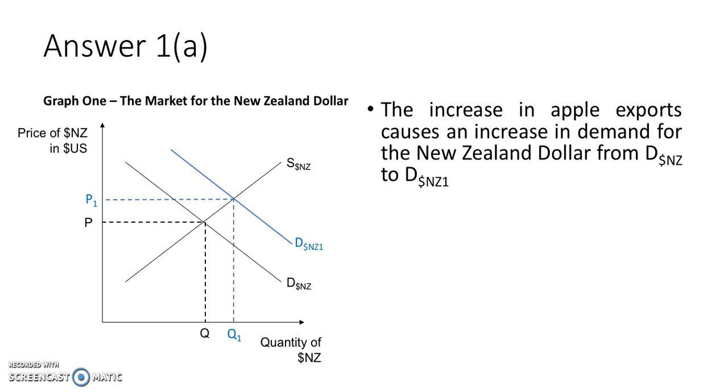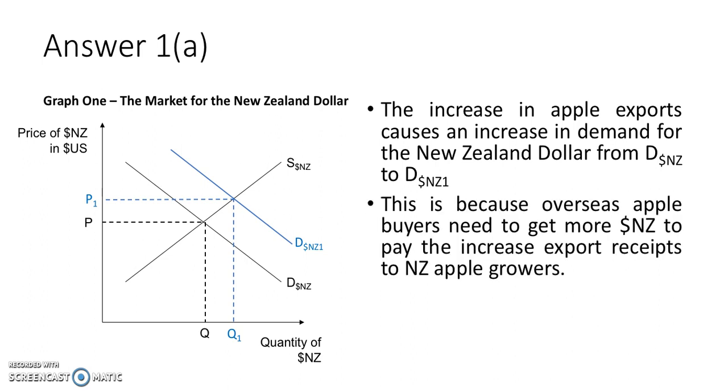First off, very important, you state what actually happened. Here, I'm just stating demand for New Zealand dollar has increased from DNZ to DNZ1. You must use the labels from the graph. That is the key to economics at all levels.